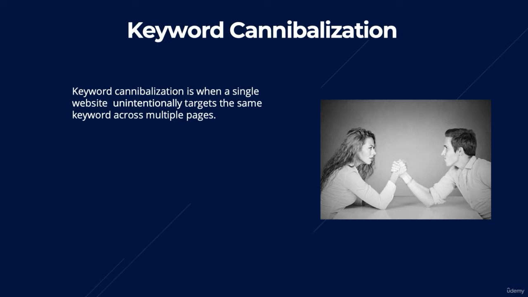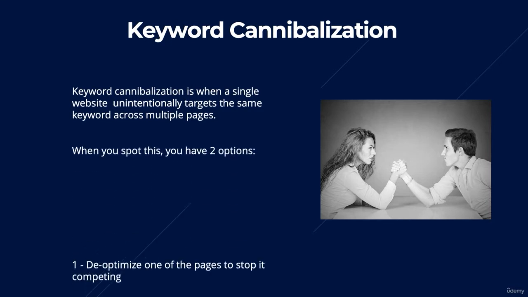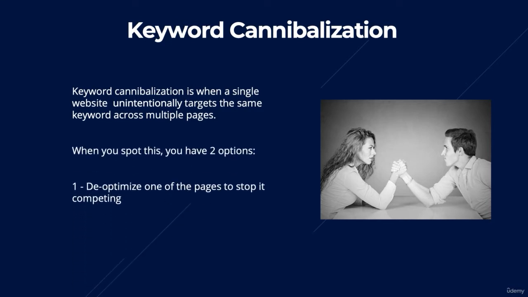As a result, Google is not sure which one to rank. One day it could rank article 1 on page 1, and then the next day it can rank article 2 on page 1. What this results in is you seeing massive ranking fluctuations across both pages literally every day. When you spot this, you have two options. The first is to de-optimize one of those pages to stop it competing, and the second is to 301 redirect one of those pages to the other.